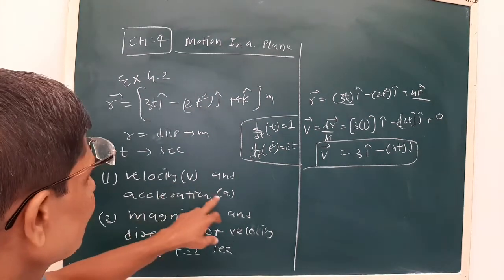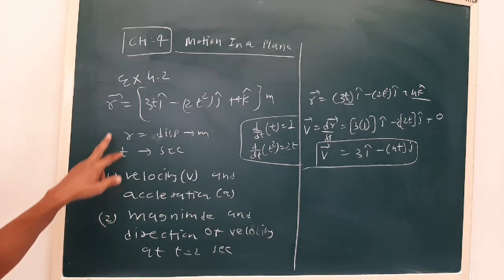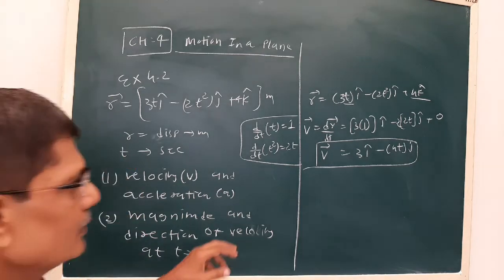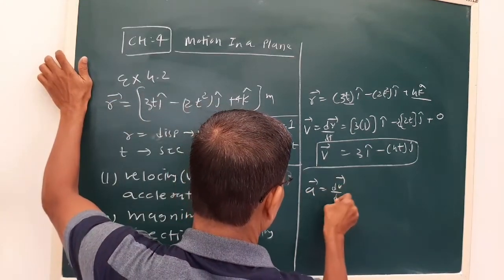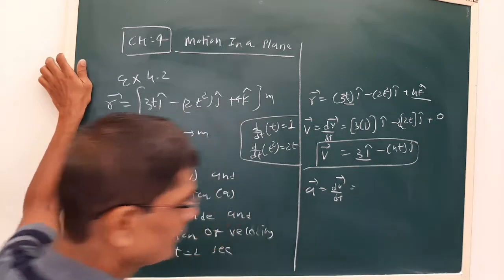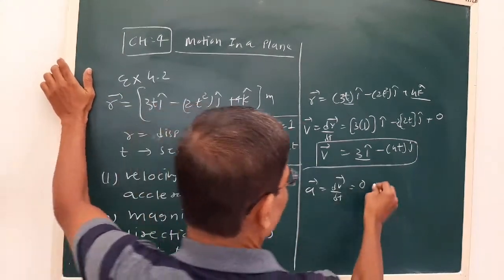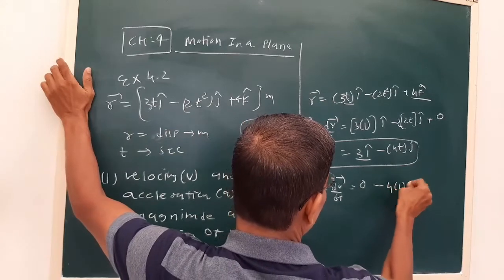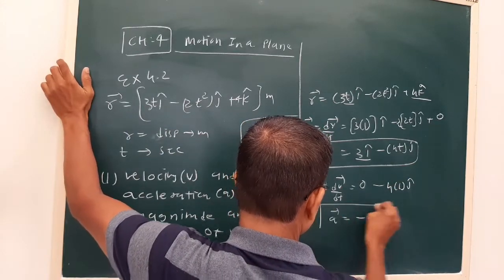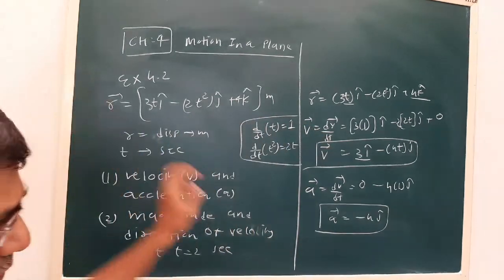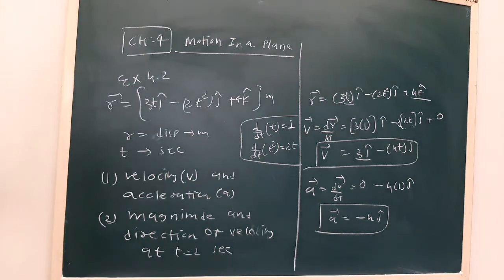Now next is acceleration. Acceleration is the second derivative of the displacement, or we can say acceleration is dv by dt. Here 3i has no term with t, so derivative is 0. Minus 4t, t derivative is 1. So acceleration is minus 4j caret. The negative sign shows retardation and j caret shows acceleration is in the y direction.